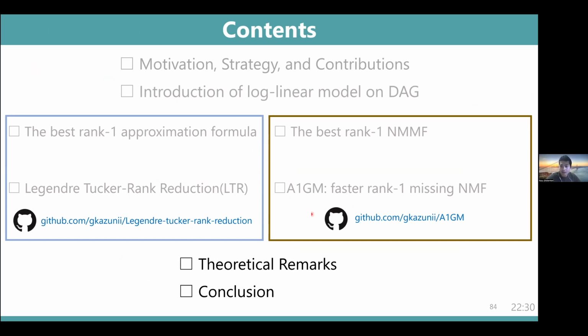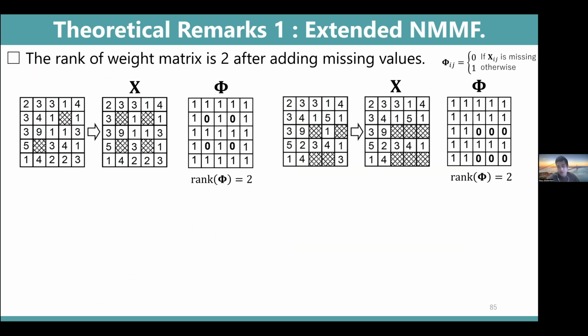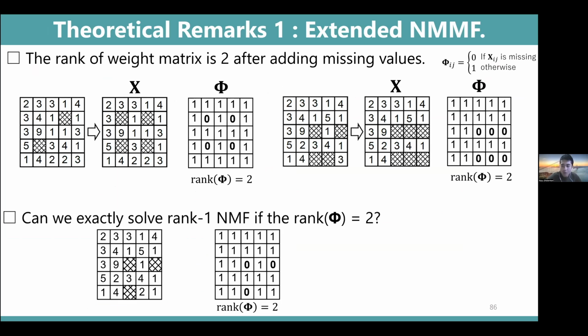Okay, then the main parts have been finished. Before I conclude my talk, let me share some theoretical results. In the second part of my presentation, we add missing values to solve rank 1 NMF with missing values. After we add missing values, the rank of the weight matrix is always 2. The weight matrix is a binary matrix, and it indicates the location of missing values. So now we have a natural question. If the rank of the weight matrix is 2, can we solve the rank 1 NMF exactly? Can we solve the NMF without adding missing values? The answer is no, unless we use the formula of NMMF for 3 matrices.